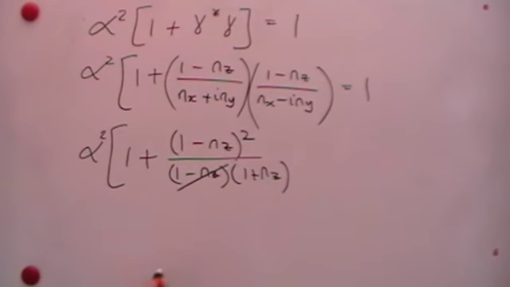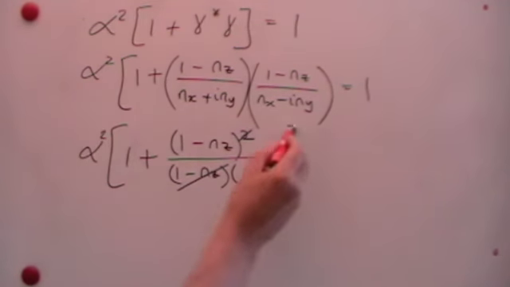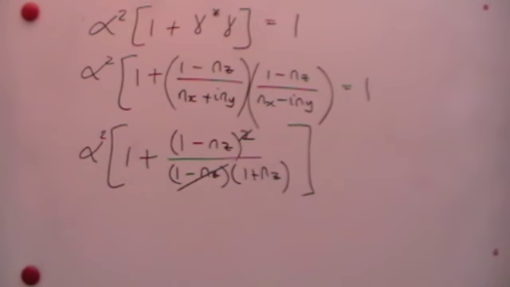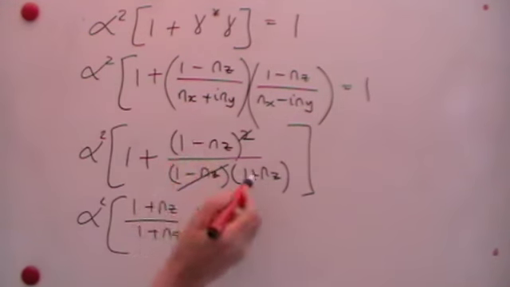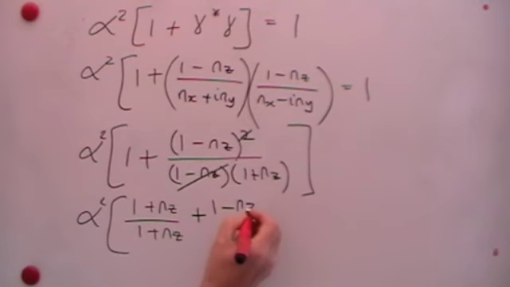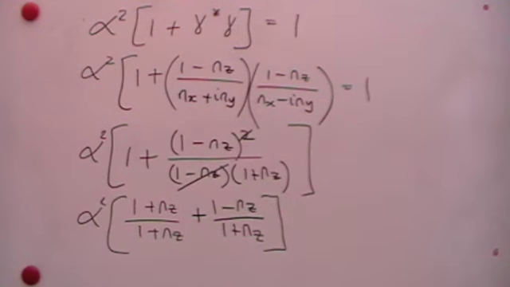And now 1 minus nz cancels one of those 1 minus nz's. I need a remaining bracket there. And now that's going to equal alpha squared into, for this 1, I'm just going to make this 1 into 1 plus nz over 1 plus nz. I can do that. Anything divided by the same number is 1. And then I'm going to add to that this term here, the remaining term, which is 1 minus nz over 1 plus nz. I've now got two terms over the same denominator. Oh, and of course I should have said that equals 1 and that equals 1. That's the whole point. The right hand side is always equal to 1.